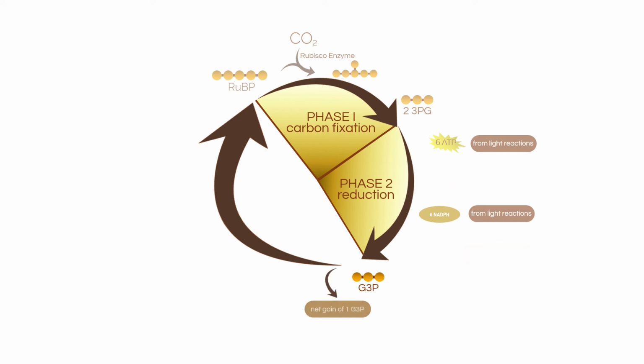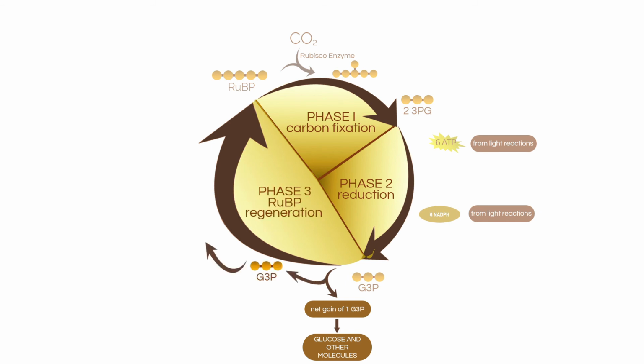One of the G3P molecules is set aside to be used as a building block for glucose, but the majority of the G3P molecules move forward to the third phase. In this phase, ATP is used to combine the rest of the G3P molecules to form RuBP molecules. This RuBP can then combine with additional CO2 molecules, continuing the carbon reactions.